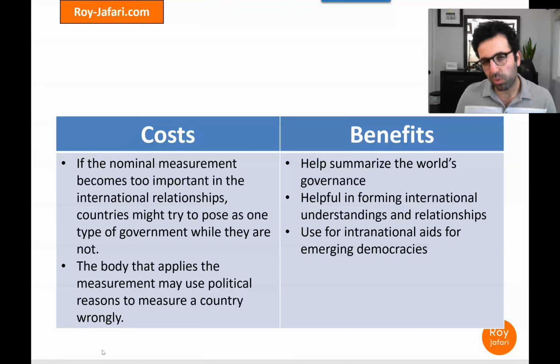What are the benefits? We kind of talked about them. It could help summarize the governance world. It could be useful for forming international relationships, and it could also be used as a way to aid emerging countries, emerging democracies.